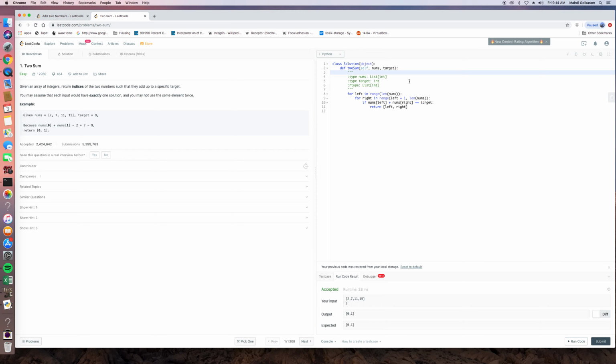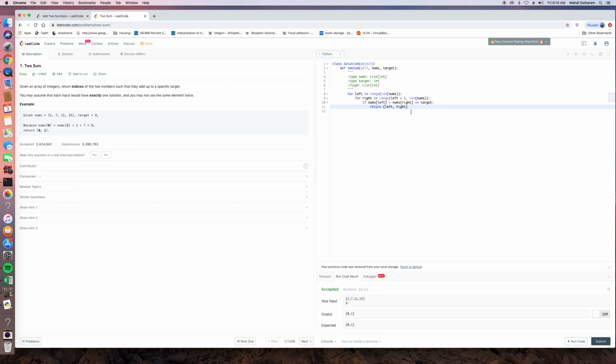So the first solution is actually brute force, right? It's very straightforward. We just use double nested for loops to iterate over left and right, because right should always be larger than left. That's why we have a +1 here, and we check if the left number plus the right number equals target. We return it, and that's it.